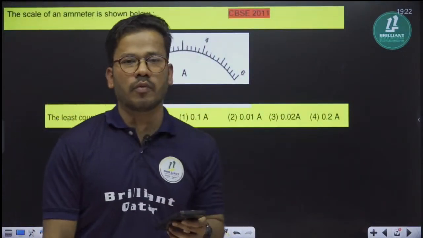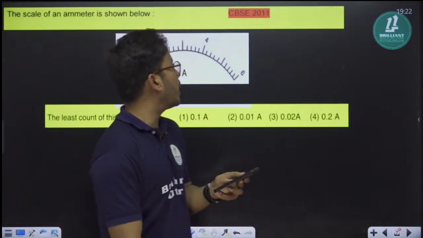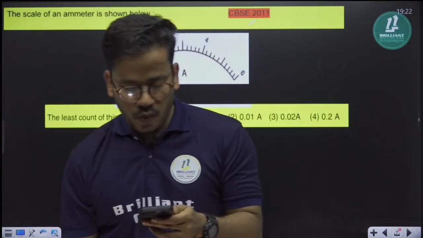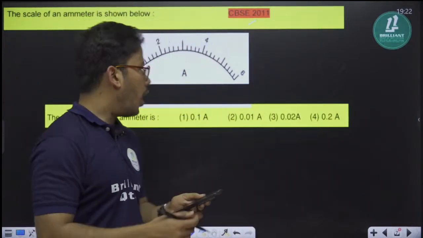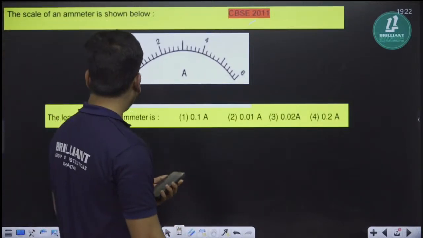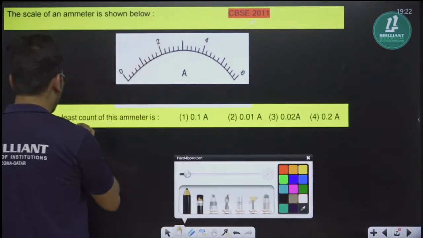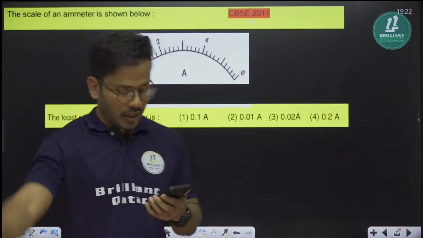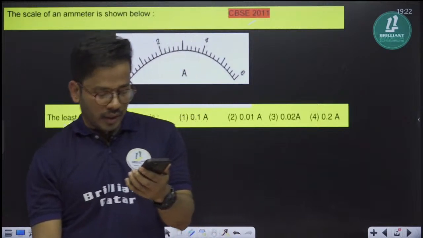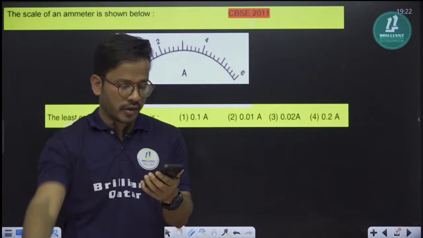Here you go, one of our most important questions. First of all we'll start doing this, and it appeared in 2011 in CBSE. Let me see what we have here. All right guys, the question is: in the scale of the ammeter as shown in the figure, we need to find out the least count of the ammeter.